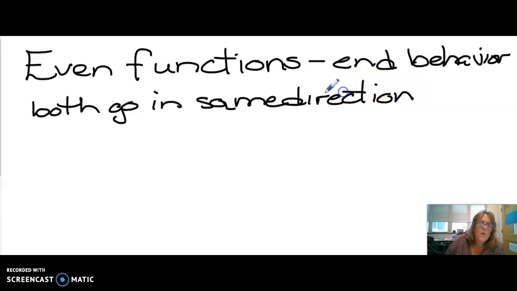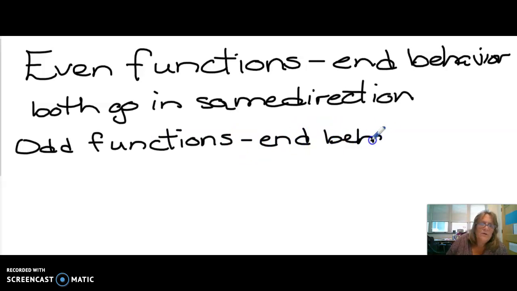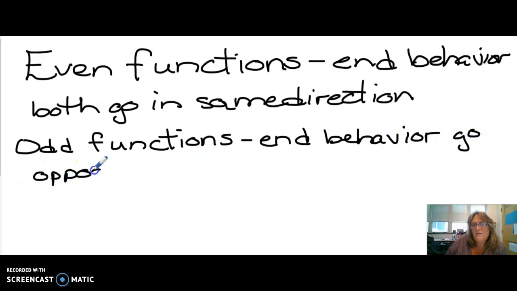Now, if it's not an even function, then we have what's called odd functions. And for odd functions, that means that the largest exponent in the function is an odd number. When you have an odd function, then the end behavior go in opposite directions. So one will point up, one will point down.